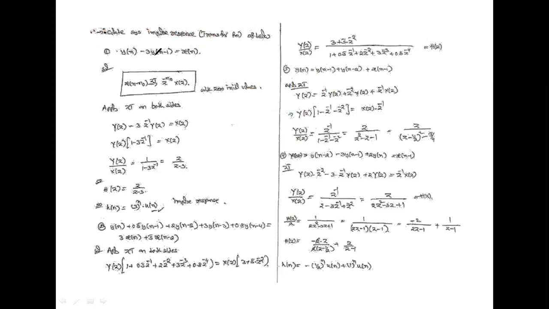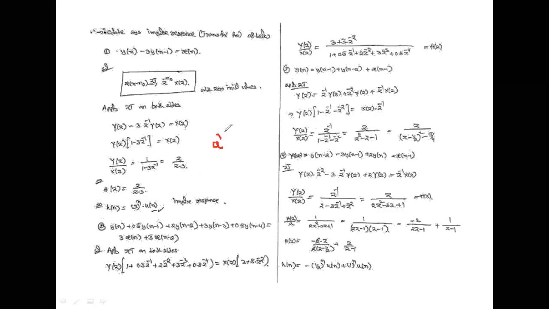So given function, y of n minus 3 y of n minus 1 is equal to x of n. It's a linear time invariant system of the difference equation. Apply the z transformation on both sides for the given function. Y of n is nothing but y of z here. Minus 3 y of n minus 1, z power minus 1 y of z. That is equal to x of n, the transformation is x of z. Take the y of z as a common here. Y of z into 1 minus 3 z inverse, equals x of z. So y of z by x of z is equal to 1 by 1 minus 3 z inverse. Or you can also write it as z by z minus 3.